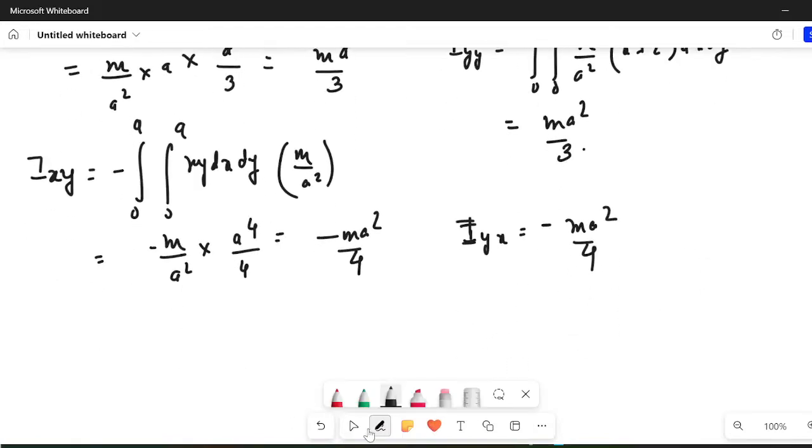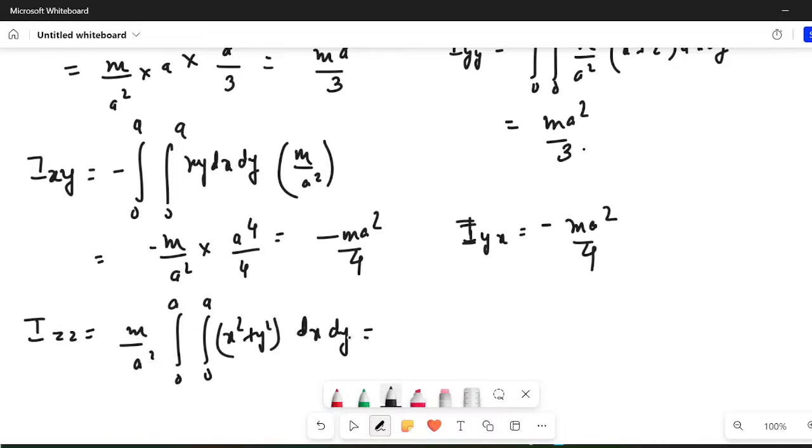Now let us calculate Izz. What would be Izz? It would be m upon a square, integration 0 to a, integration 0 to a, x square plus y square here, and then dx and dy. So if you integrate this thing, what you will get?